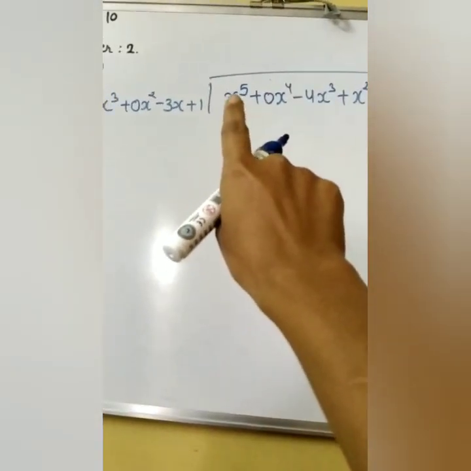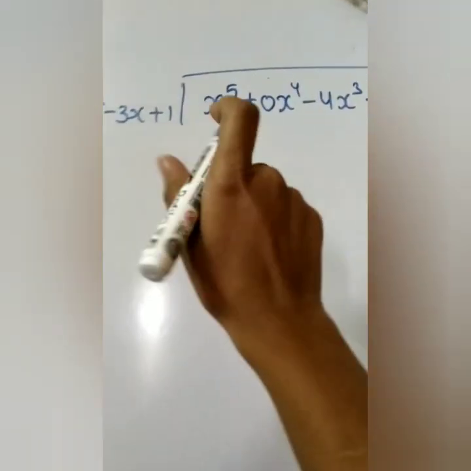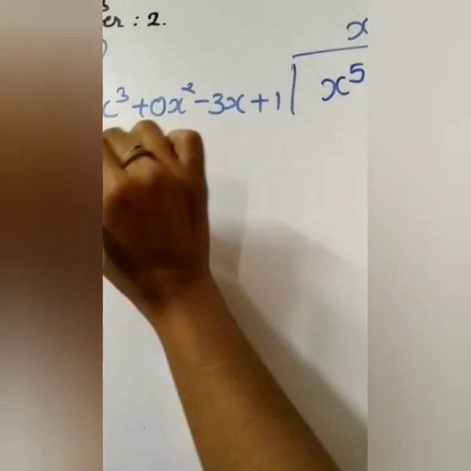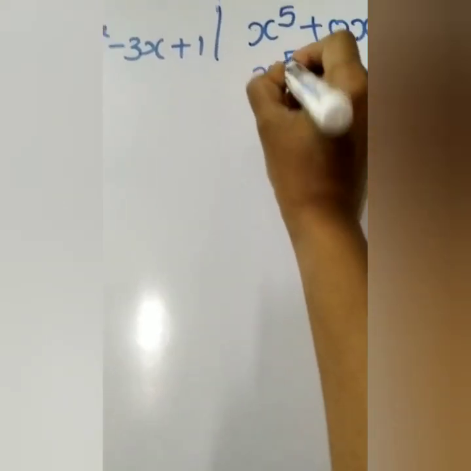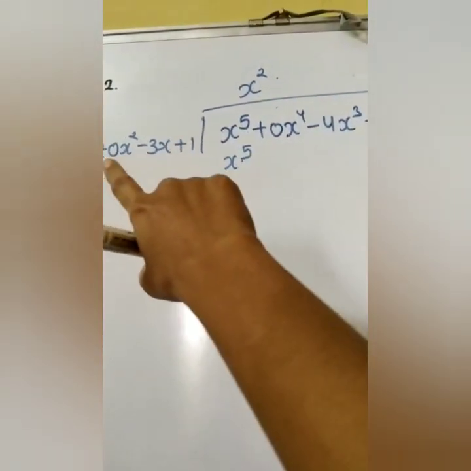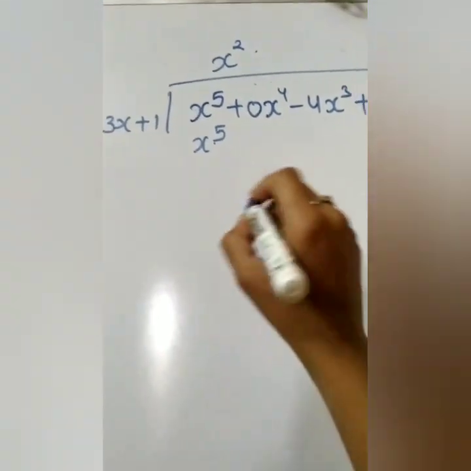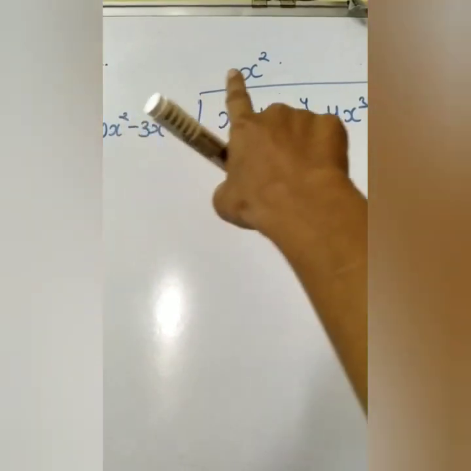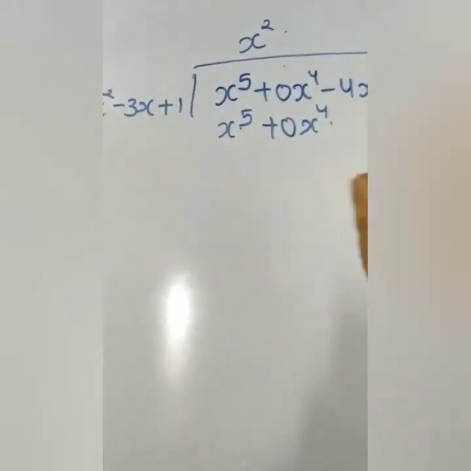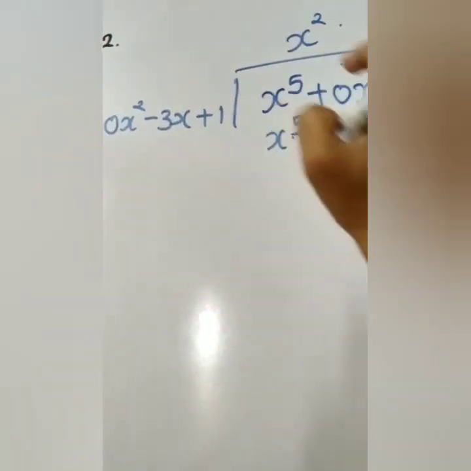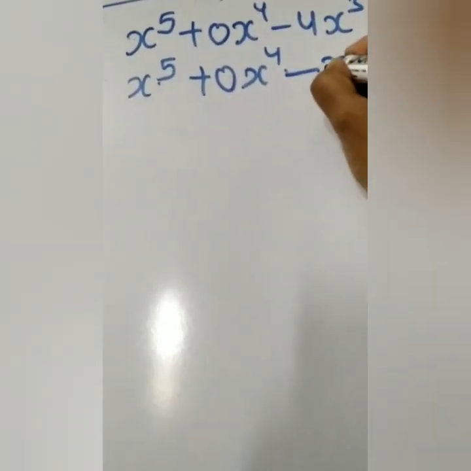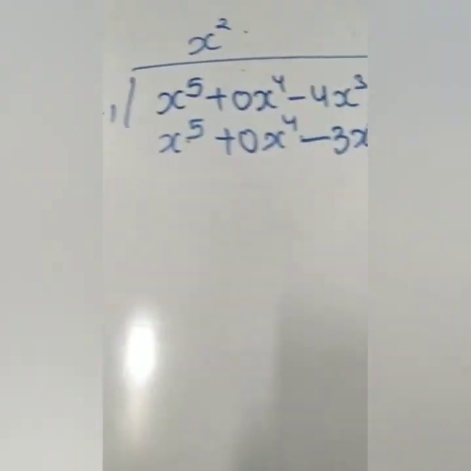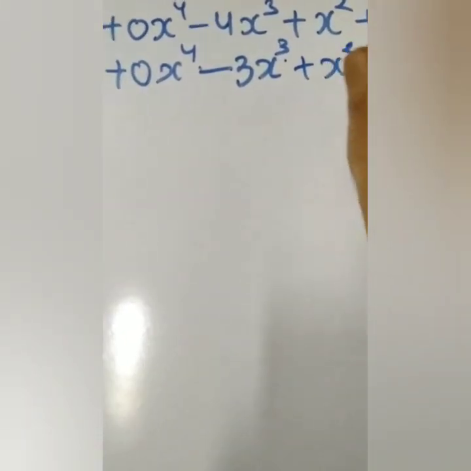So here we want x raised to 5 and we have x cube, so we will multiply it with x square. This x square and x cube will make x raised to 5. That x square multiplied with 0 will become plus 0 x raised to 4. Now that is minus, it is plus, plus minus will become minus. 3 ones are 3 and x square into x will become 3x cube. And x square ones are x square, so we will write plus x square over here.